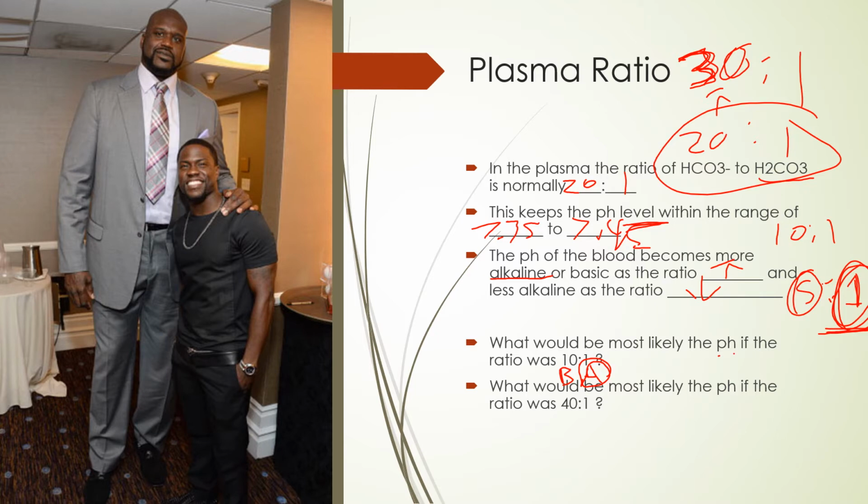What would be the most likely pH if this was a 40 to 1? So who's dominant in this relationship? If I label it base and acid, who's dominant? Normal is a 20 to 1, and now we got a 40 to 1. The base, we're going to be alkalotic. We're going to be basic in this pH relationship. So hopefully you can sort of see how that ratio works out.